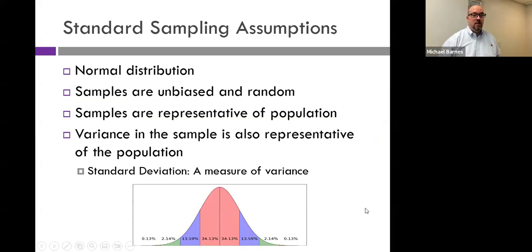Samples are unbiased and random, so we're not favoring any particular characteristic or trait in our sample selection. The samples represent the population, as we've talked about before, a really critical concept that we have to make sure we know. Also, the variance in the sample is representative of the population. This is an interesting one because if we assume that the samples are representative of the population, we also have to assume that the deviations between the individual observations in a sample are representative of the population. This occurs very frequently in business.